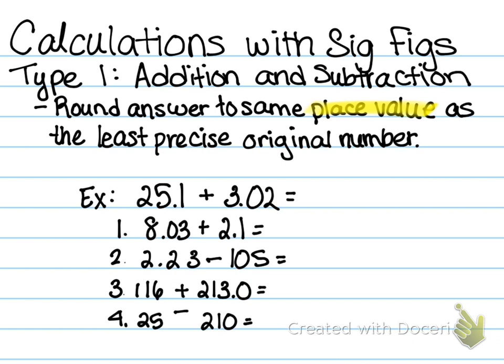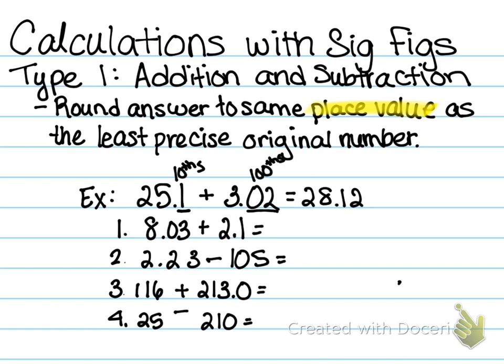So for example, if we look at the first problem here, the example problem, it says that we have 25.1 and we're adding 3.02. We do see that this is an addition or subtraction problem, and so we're going to type this in our calculator, and our calculator tells us we should get about 28.12, but we do need to look and see if we round this number. In our original numbers, we can see the first number is rounded to the 10th place, and the second number is rounded to the 100th place.